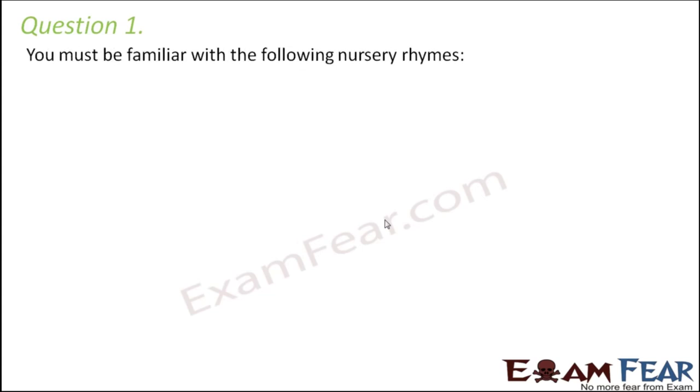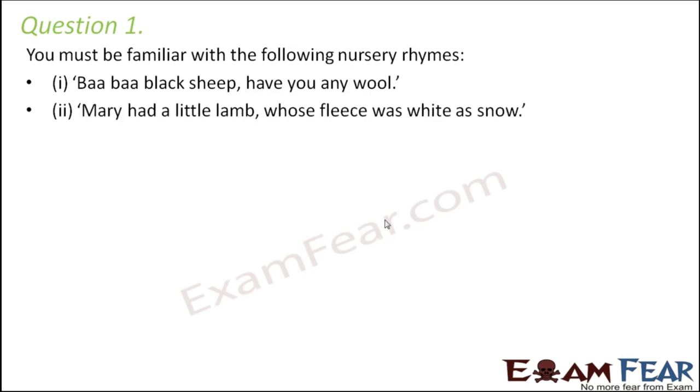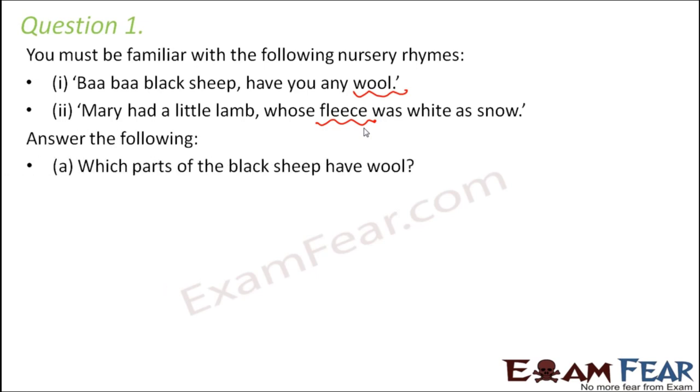Question number 1. You must be familiar with the following nursery rhymes. Baa baa black sheep, have you any wool? Mary had a little lamb whose fleece was white as snow. Now you see there are terms which we have discussed in this lesson, right? We have been talking all the time about wool. While we were discussing the wool animals, did I tell you about fleece? What is fleece? Let's see.